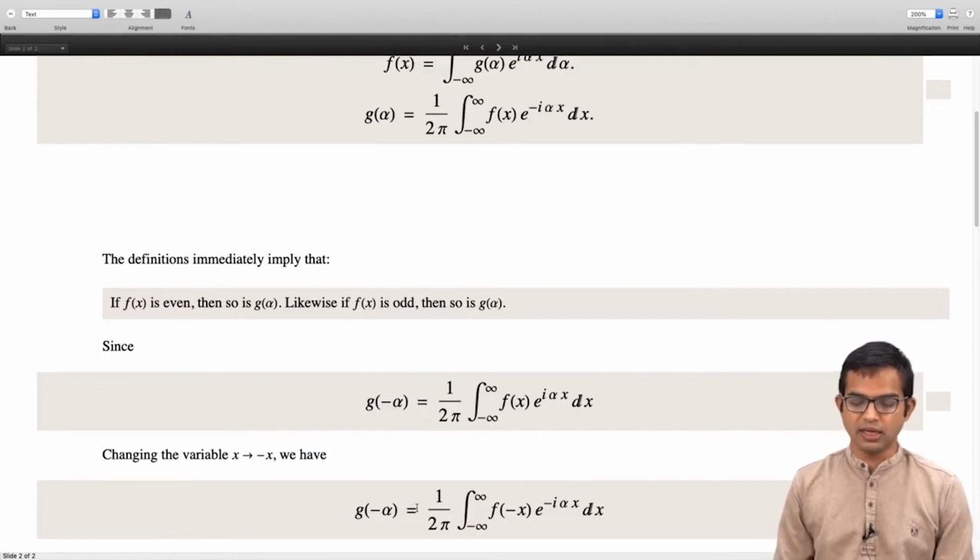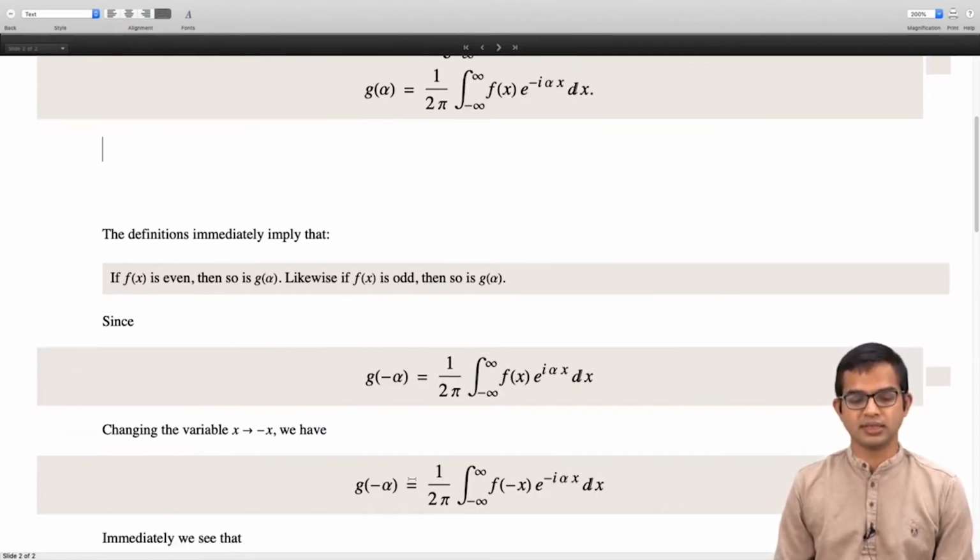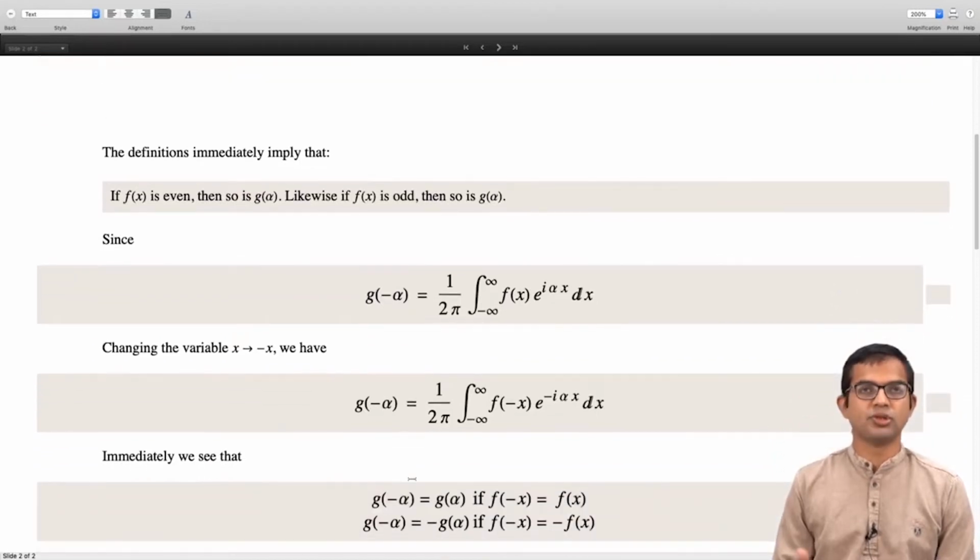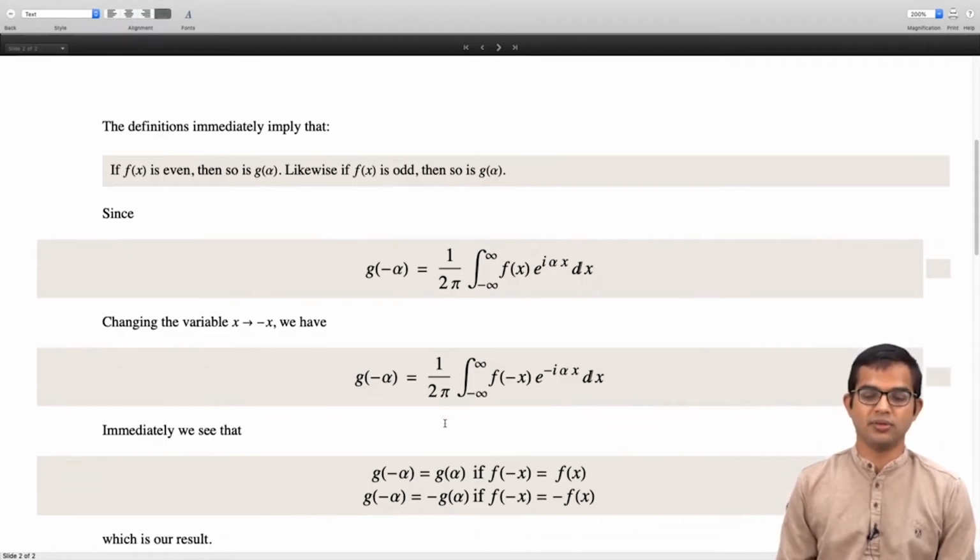From this expression we immediately conclude that if f of x is odd, so is g of alpha, and if f of x is even, then so is g of alpha, right? If f of x is even, then f of minus x is going to be equal to f of x. So then of course you immediately see that g of minus alpha is going to be g of alpha. On the other hand, if f of x gave you a minus sign, that will reflect in g of minus alpha as well. So g of minus alpha will then become minus g of alpha, and therefore you see that the oddness or the evenness of a function gets reflected in the oddness or evenness respectively of its Fourier transform, right?